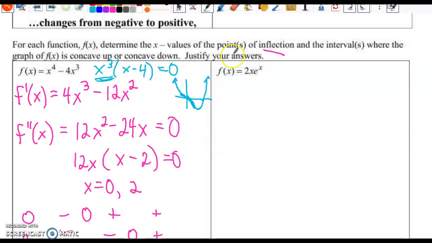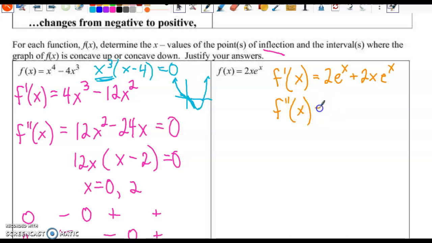Not too bad though, because before you can find the second derivative, you better find the first, which is your product rule. So the derivative of the left is just 2x, leave e to the x alone. Now leave 2x alone, but the derivative of e to the x is e to the x. And then the second derivative, well, this is just going to be 2e to the x.